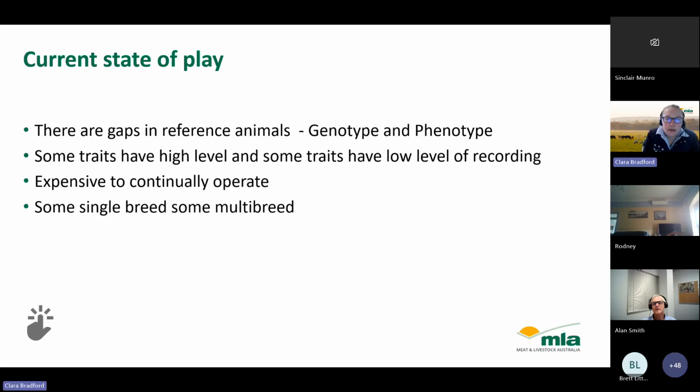So the current state of play is that we still have gaps in our reference animals, both in genotypes and phenotypes. And some traits have a high level of recording and some traits have a low level of recording. And this can be different across different breeds. Our reference populations have been quite expensive and taken up a large proportion of particularly the genetics portfolio at MLA. And we've also had some populations that are single breed and some populations that are multi-breed, and I'll talk about why that's important in a minute.